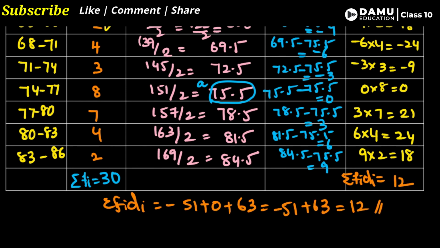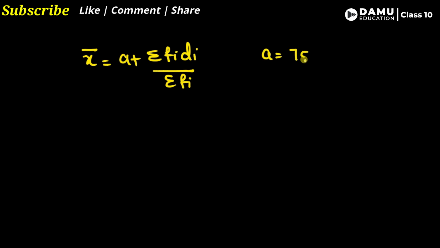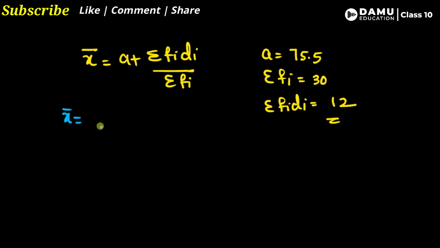We will get 12. So we need to find the mean value. X bar will be equal to the assumed mean plus summation of fi di by summation of fi. As we know, the assumed mean we have taken is 75.5. The summation of fi we got as 30, and the summation of fi di we got as 12. So let's substitute all these values. X bar is equal to the assumed mean 75.5 plus summation of fi di, 12, by summation of fi, 30.